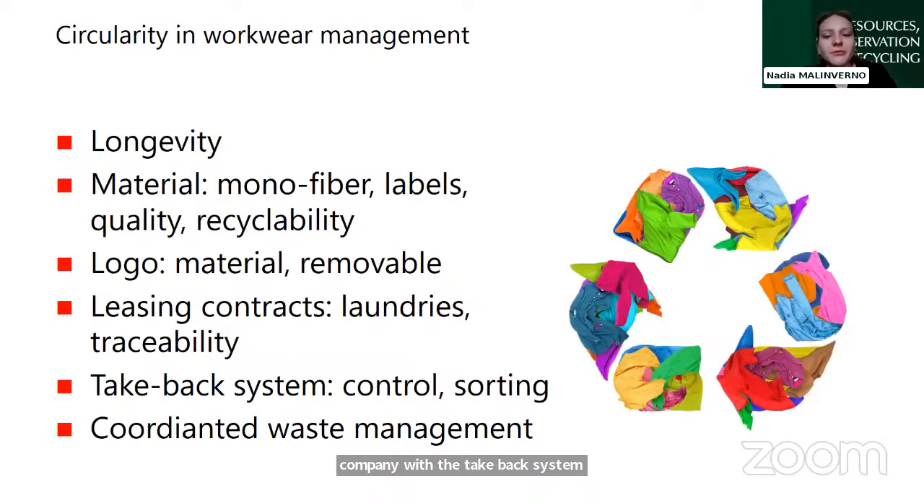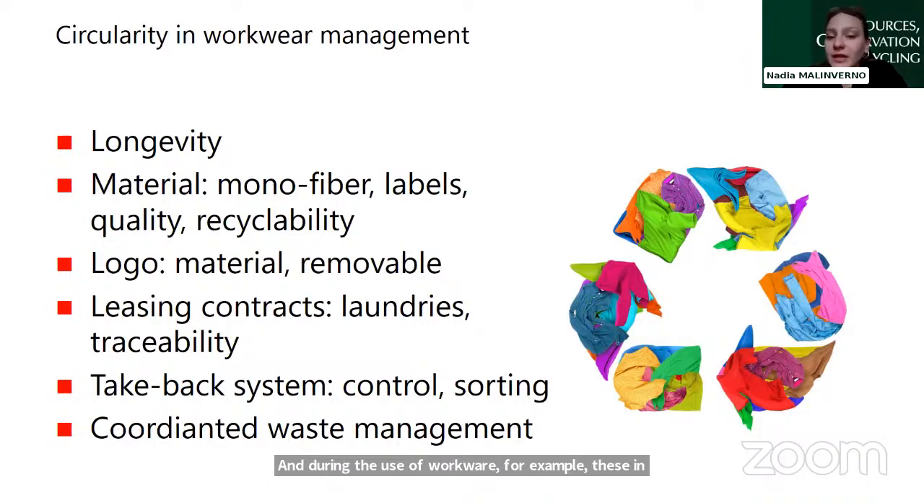For more circularity in workwear management, I can give you some examples. So it's important to consider all steps in a life cycle, and especially to keep the longevity of the textile in focus. When it comes to materials, you should make sure that you only use materials that are certified of good quality and also recyclable. Then with the logo of the workwear, it's also important to make sure that it's removable, for example, so that the textile is easier to recycle or to reuse. And during the use of workwear, for example, leasing contracts should be used so that the textile can be tracked well.